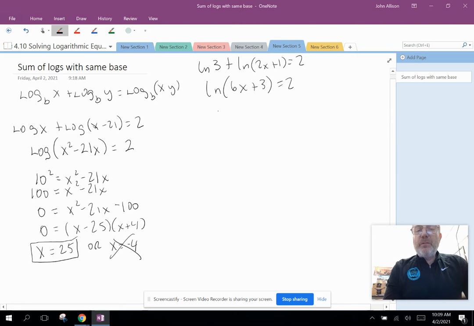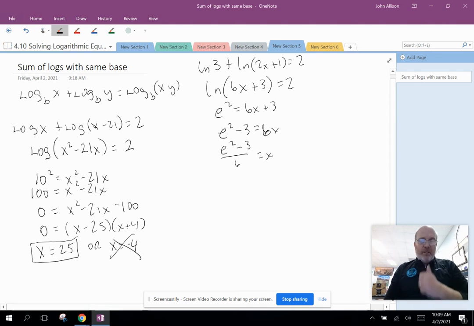Now we can convert to exponential form and get e squared equals 6x plus 3. Subtract 3 from both sides, e squared minus 3. Oops, getting a little ahead of myself. Equals 6x. Then we can divide both sides by 6 and get e squared minus 3 over 6 equals x.